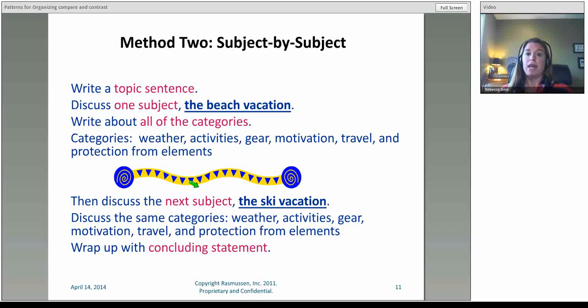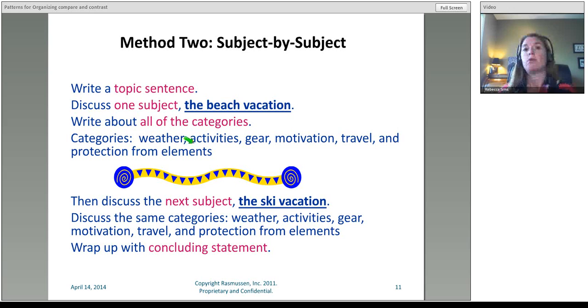Okay, method 2 is subject by subject. With subject by subject, you start with your topic sentence, where you introduce the whole method of the fact that you're comparing and contrasting 2 things. Then you discuss one subject in its entirety. In our example, a beach vacation. You'd write about all of the categories. Then you would talk about the ski vacation, and you would write about all of the same categories, only in reference to the ski vacation, and then end with a concluding sentence.